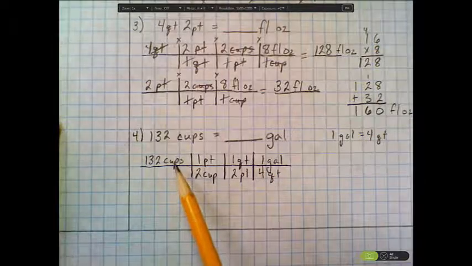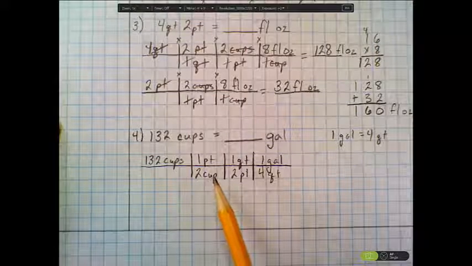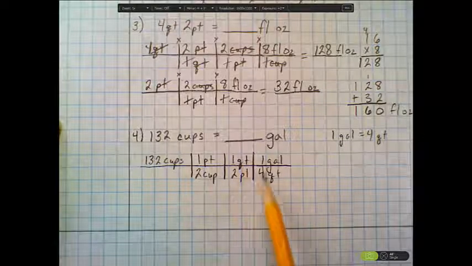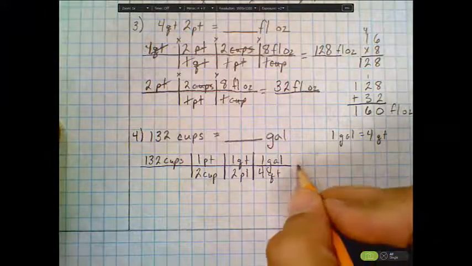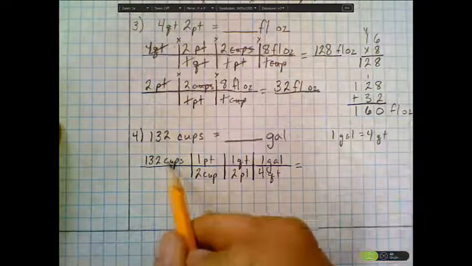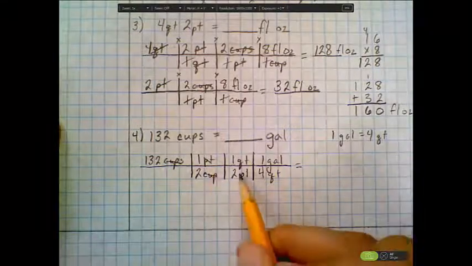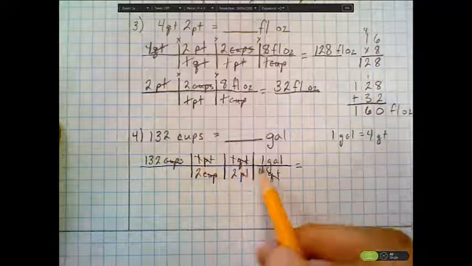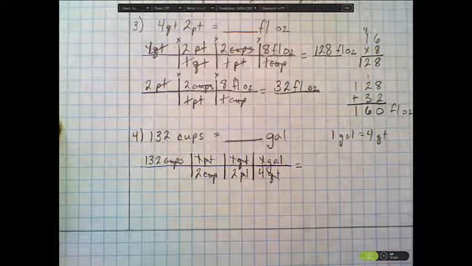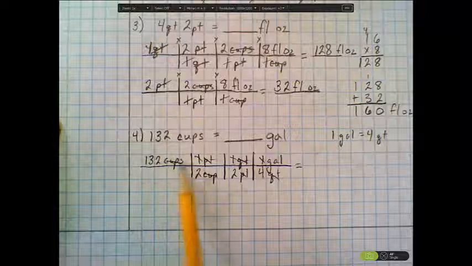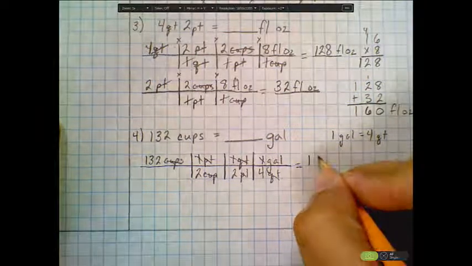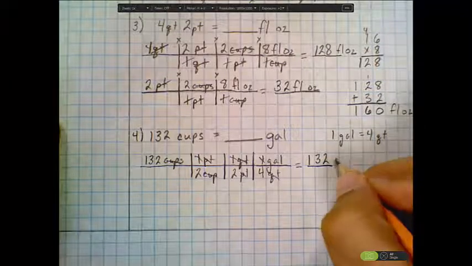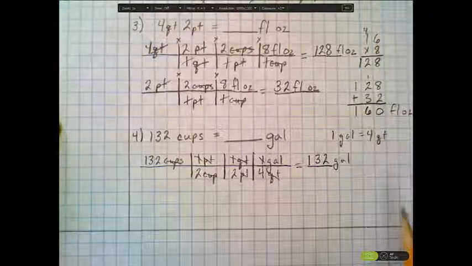And we notice that whatever we have on the top in the first section, we have on the bottom of the next section. So cups and cups, pints and pints, quarts and quarts. So now we can cancel. The cups cancel the cups, pints cancel the pints, quarts cancel the quarts. Get rid of the ones, and we're left with gallons. So 132, there's nothing to multiply by, so that's the numerator. And that's gallons, because the gallons are left.